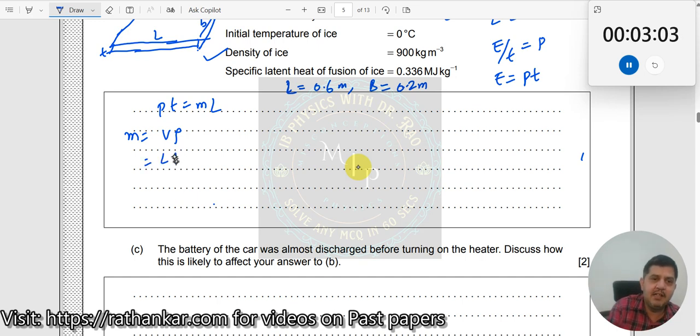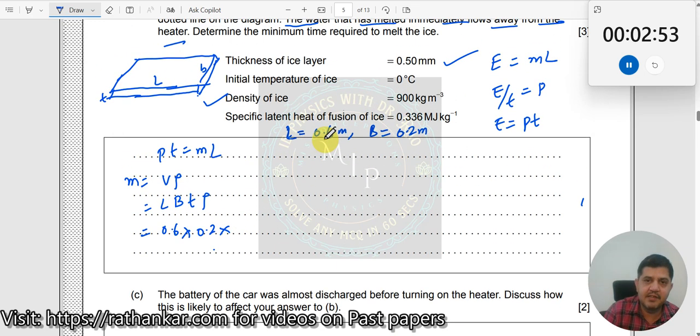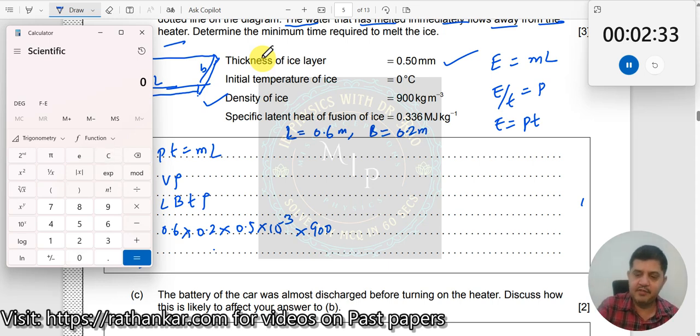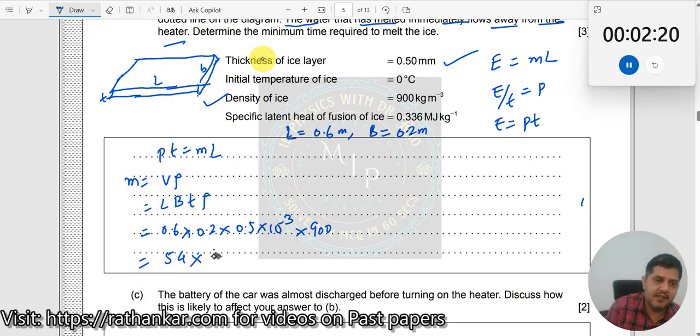Now let us substitute over here. So this should be length, breadth, into thickness, into rho, which should be equal to length 0.6, breadth 0.2, thickness 0.5 millimeters, 0.5 into 10 power minus 3, multiplied by rho, density. What is density? 900 kg per meter cube. When I do all this, let me see how much I get. 0.6 times 0.2 times 0.5 times 900. So I get this answer as 54 into 10 power minus 3 into 10 power minus 3. What is this? M in kg. I'll write kg over here.